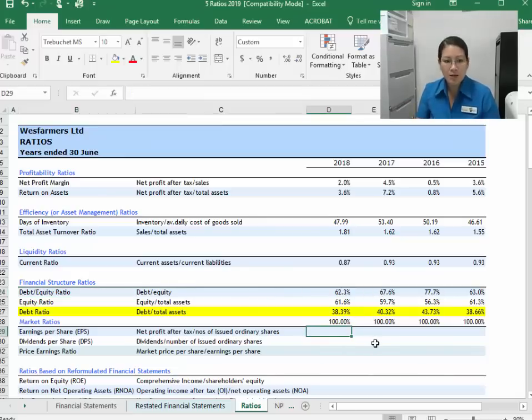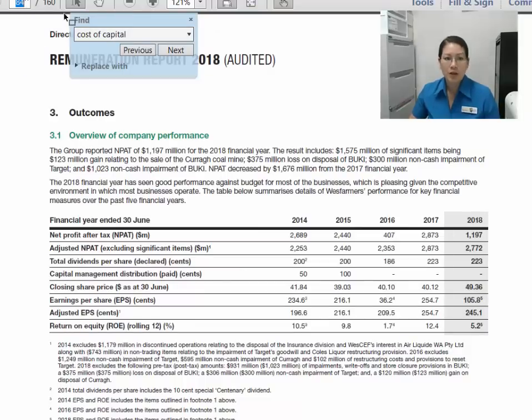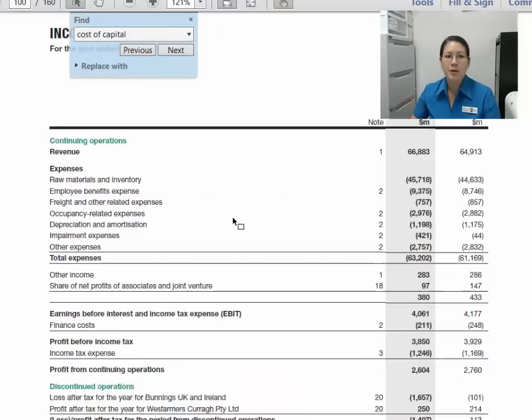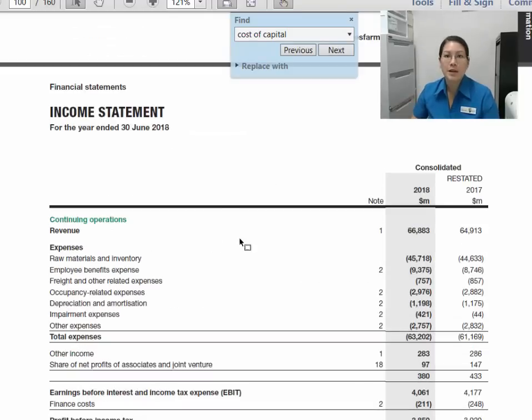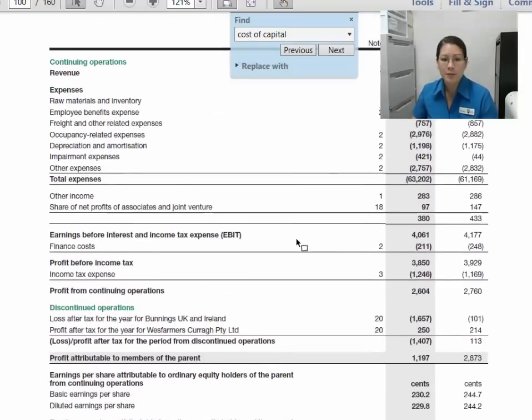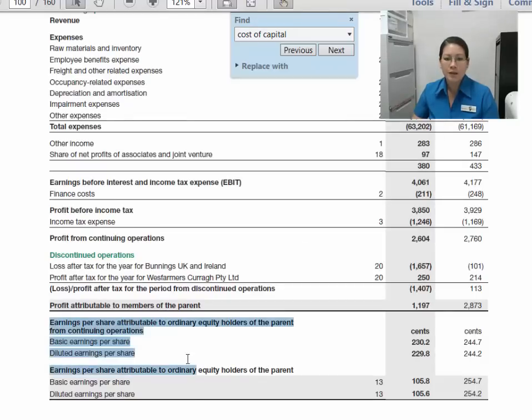Okay, so moving to the market ratios. This is where all of our hard work earlier comes in handy. We're going to calculate earnings per share. Now, you'll notice your company's actually already calculated it for you. Let's go to the income statement. On your company's income statement or comprehensive income statement, right at the bottom you'll see this lovely little section, the earnings per share. And they've got basic and diluted earnings per share.